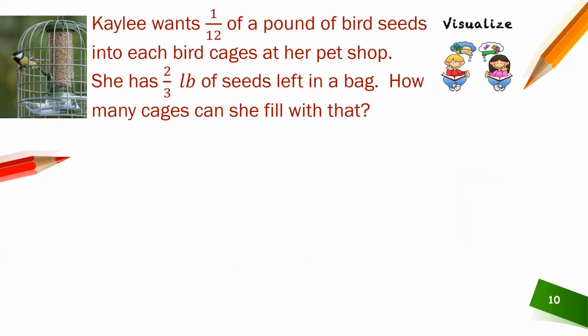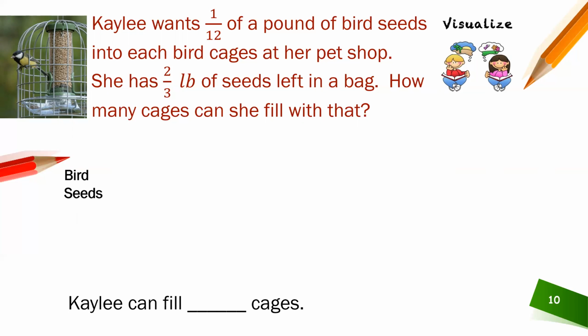All right, here's a word problem for you. So Katie wants 1/12 of a pound of bird seeds in each cage. She has 2/3 of a pound. How many cages can she fill? Well, don't forget model drawing, right? First thing you're going to do is to restate the answer as a complete sentence, leaving a blank for the answer. Katie can fill blank cages. Just to keep our eye on the end.